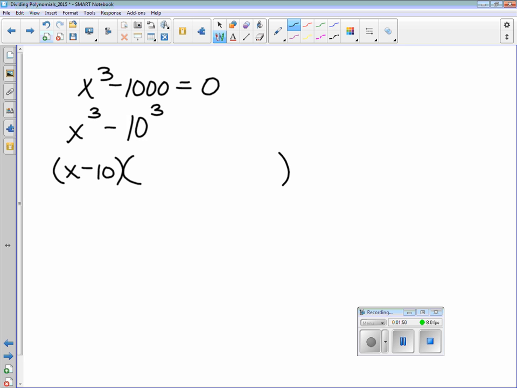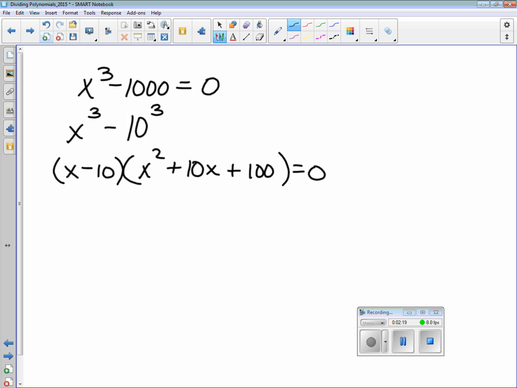Perfect. The second factor is going to be what? Matthew, what's the second factor? X squared. Actually, it's plus 10x. The thing that's interesting, Matthew, look, if this is a minus, then that's a plus. Those two signs are always different. Okay? All right, so we'll keep going. Plus 10x plus what? Plus 100, which is 10 squared. That's exactly right.